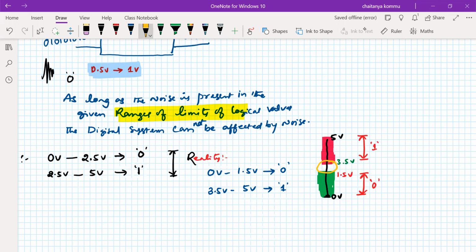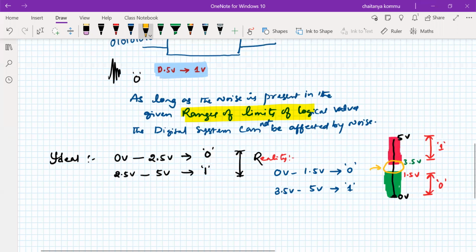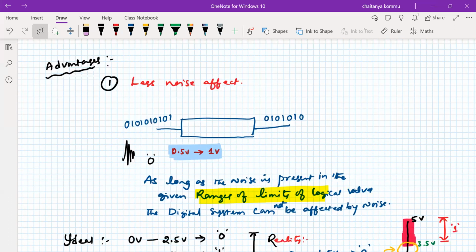This is the forbidden region. If the noise signal goes within this range, it can automatically affect the system. That's why, for the limited range of logical values, the noise is taken into consideration. So this is one of the advantages of the digital system: because of the ranges we are considering, noise cannot affect it that much.